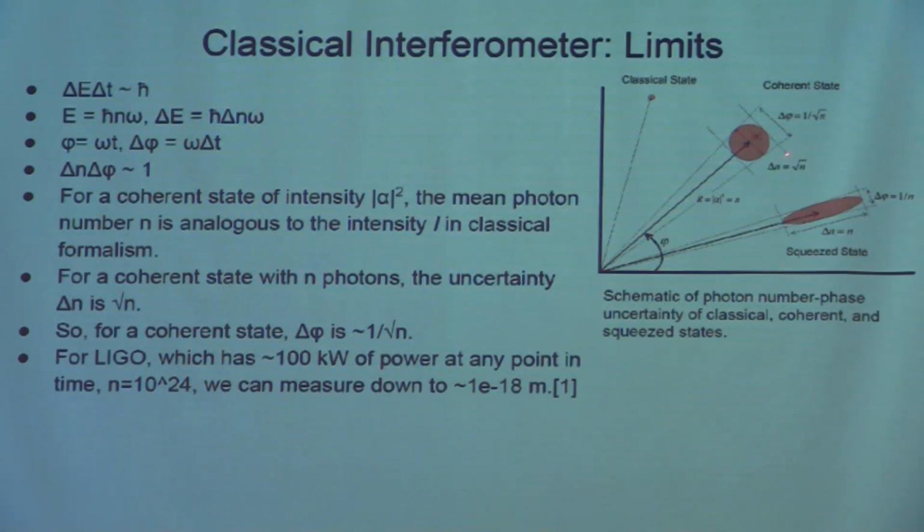If you do the opposite and squeeze it in this direction, then it will be rotated 90 degrees. There will be uncertainty in phase, but very, very certain number of photons, because this becomes a very narrow circle around here. This is the Fock state of the fixed number of photons. So delta n could be equal to n.